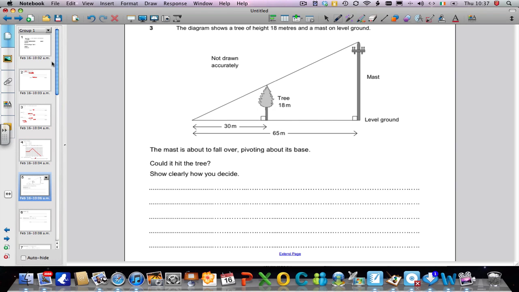On we go. All right, question 3. We're given a diagram with a tree and a mast, and basically we're asked, can the mast hit the tree if it falls over?